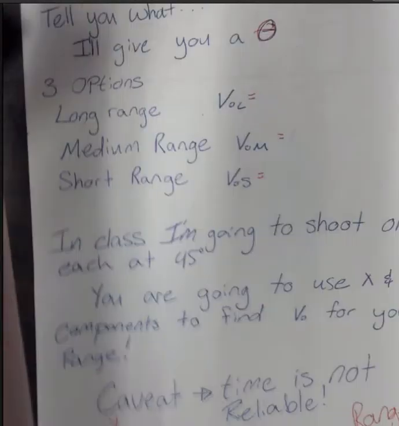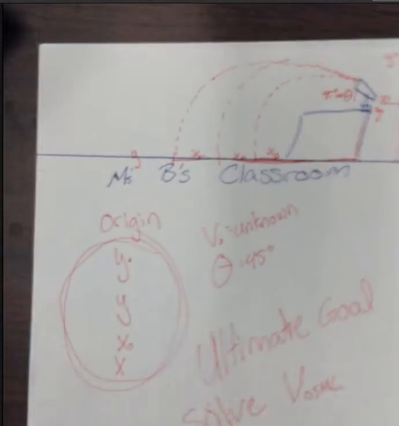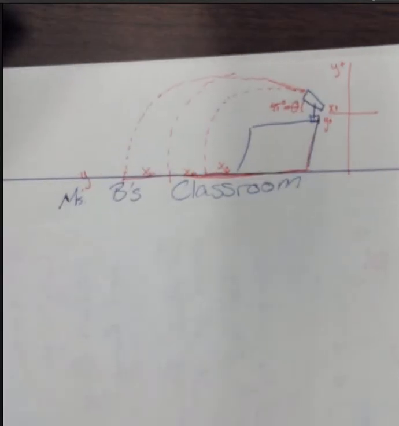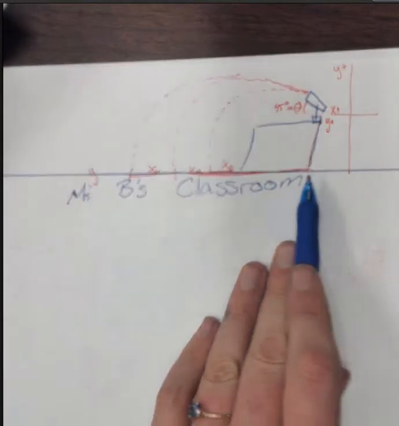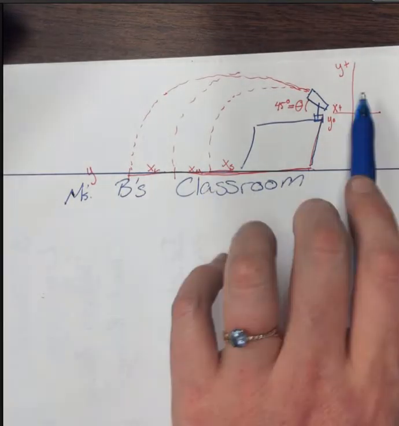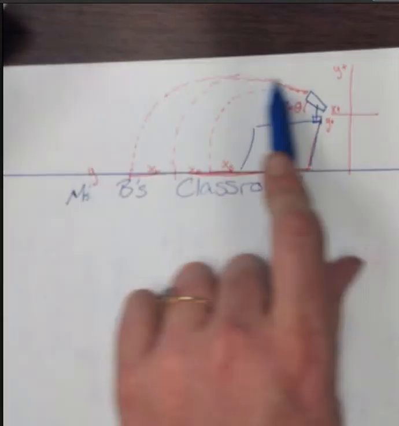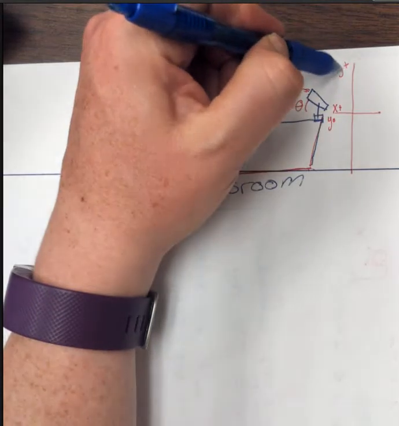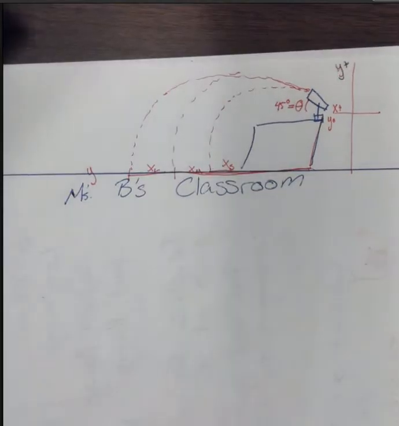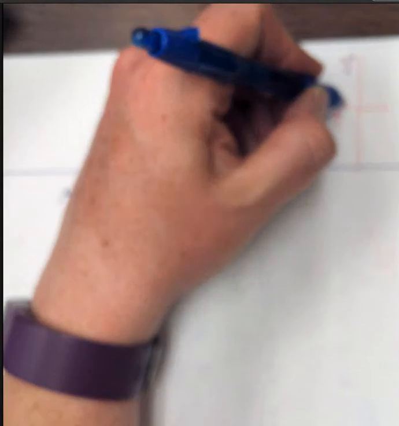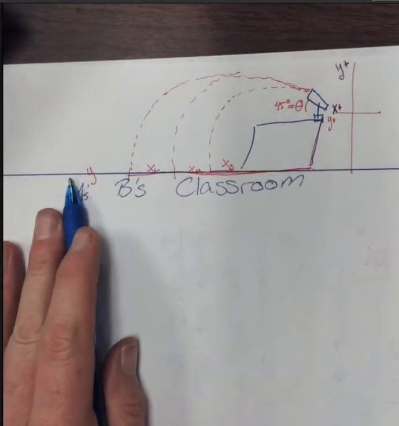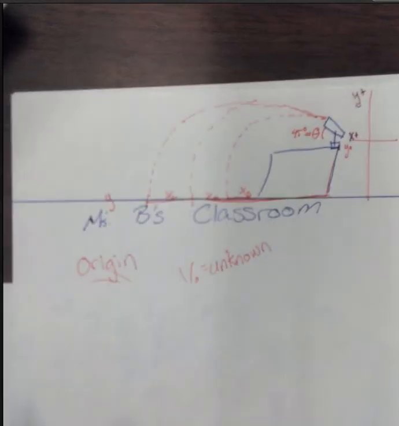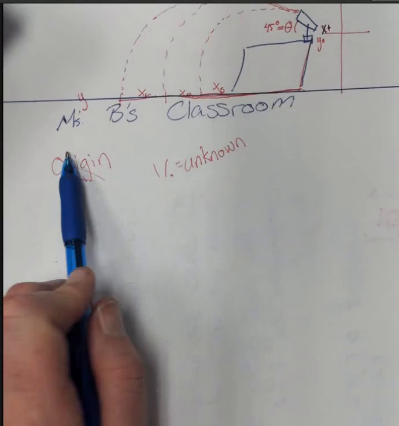So let's go ahead and go back to Miss B's classroom. All right, Miss B's classroom. There's a few things that you're going to need to do. Notice that the setup is the same, but on Tuesday I'm going to shoot once at short range, once at medium range, and once at long range. You're going to need to set your axis. My recommendation is that the y-axis is in the positive direction and that the x-axis is positive, so that when your displacement in the x direction is complete, you have a positive value. So that means that you're going to need to set your origin.